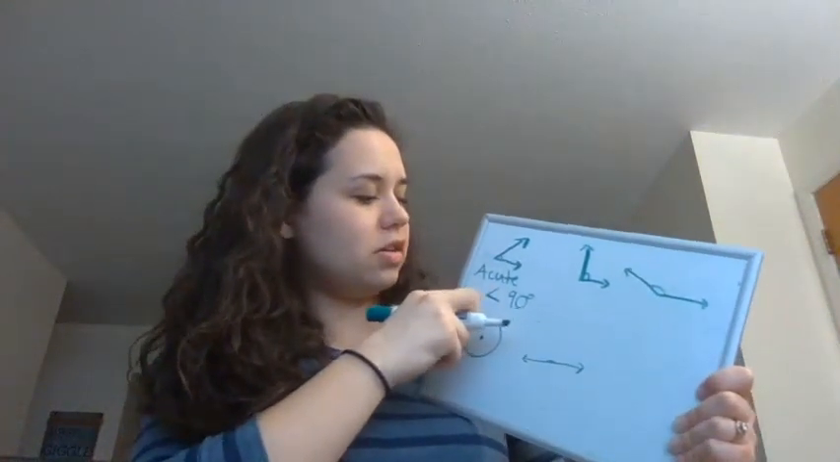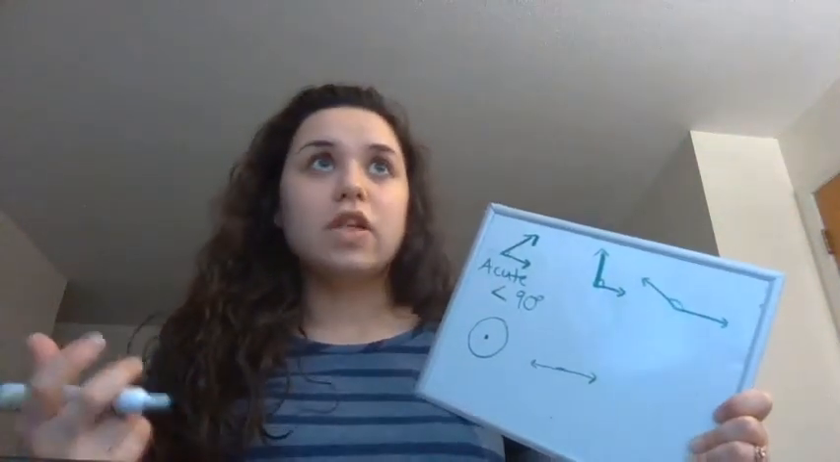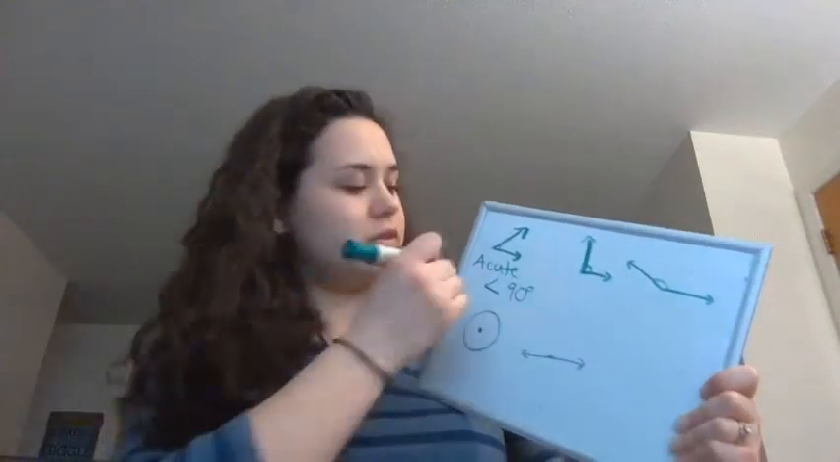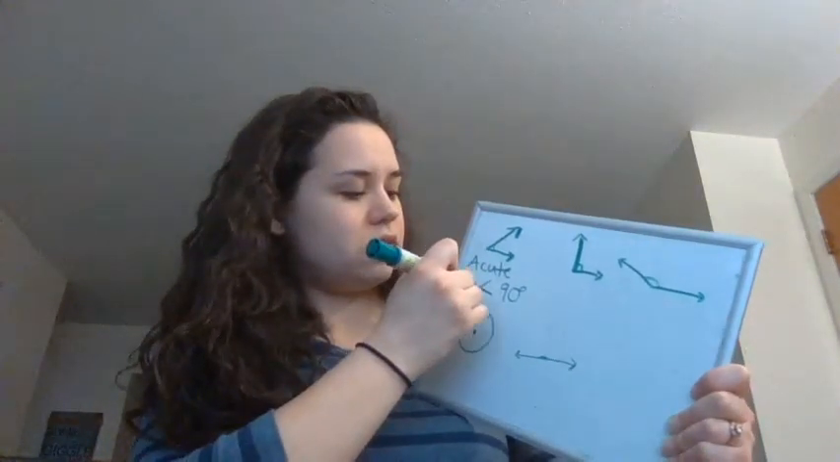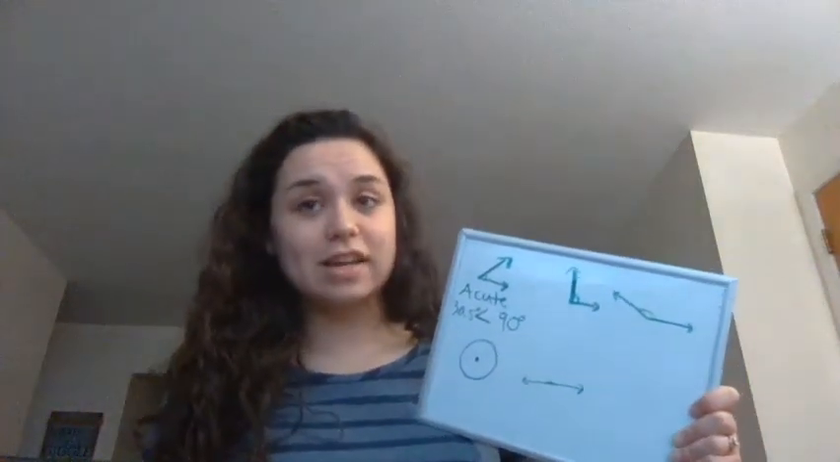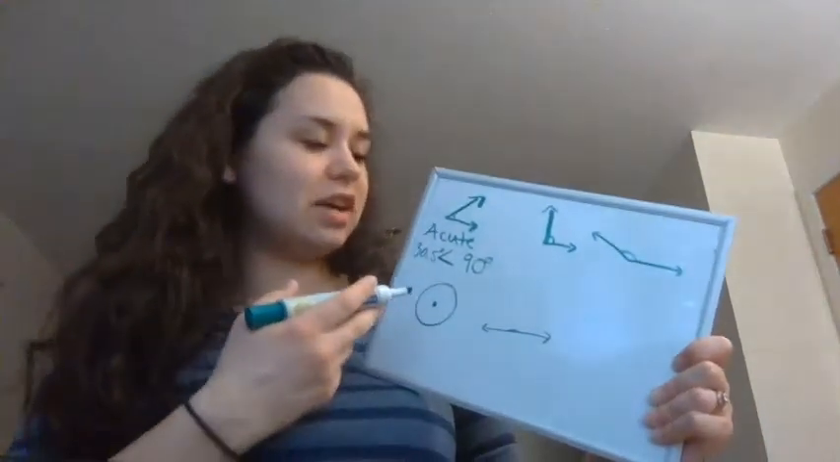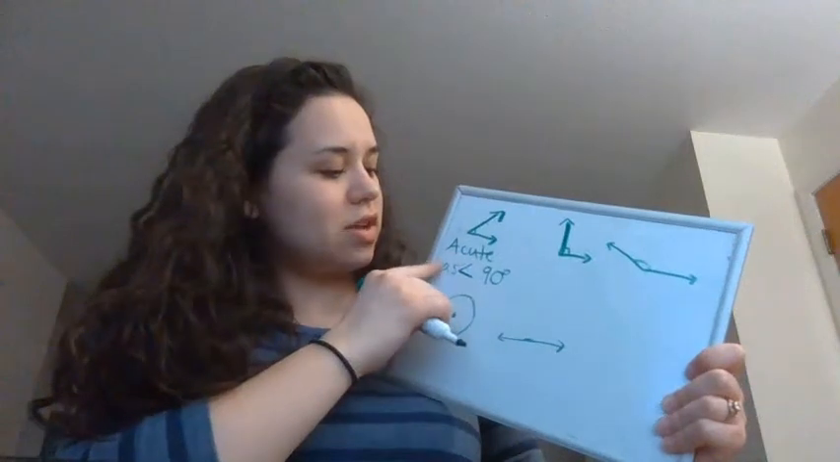Let's do one more. How about if I had 30.5? Well, that's less than 90. That makes the statement true. So that is an acute angle. Let's go to our next one.